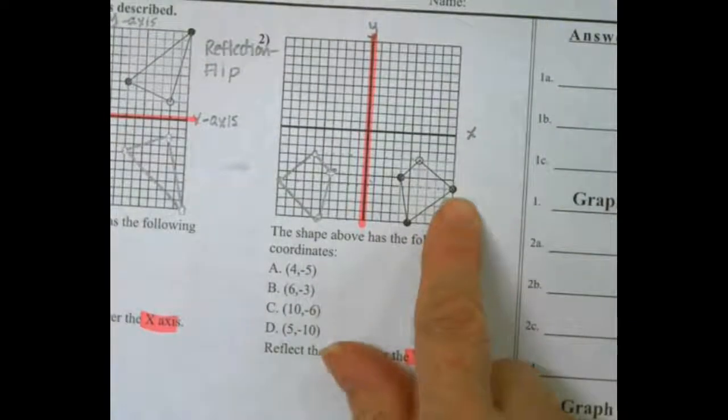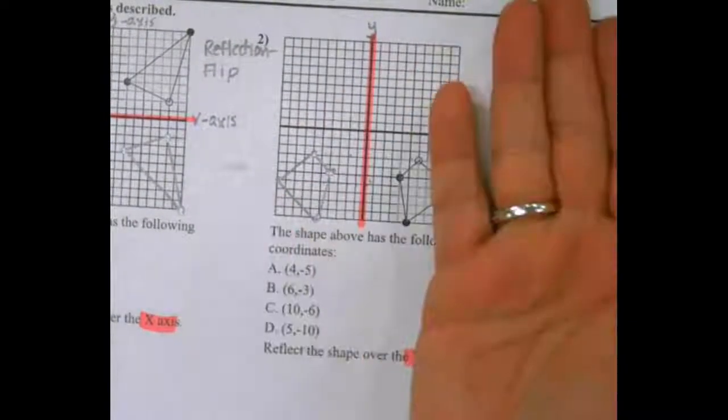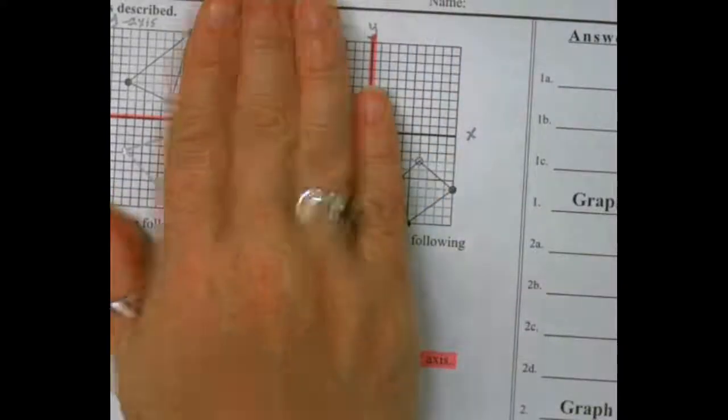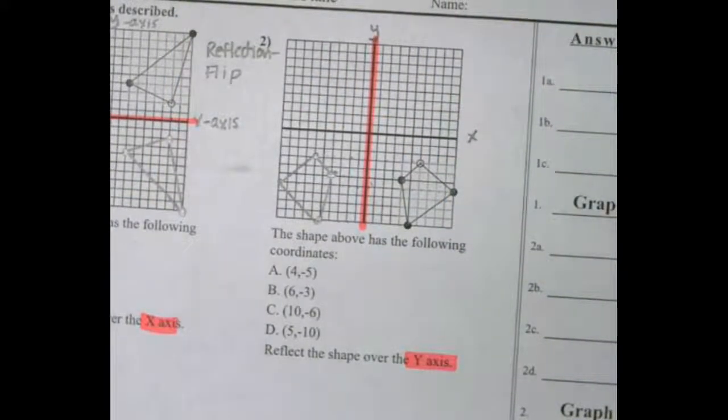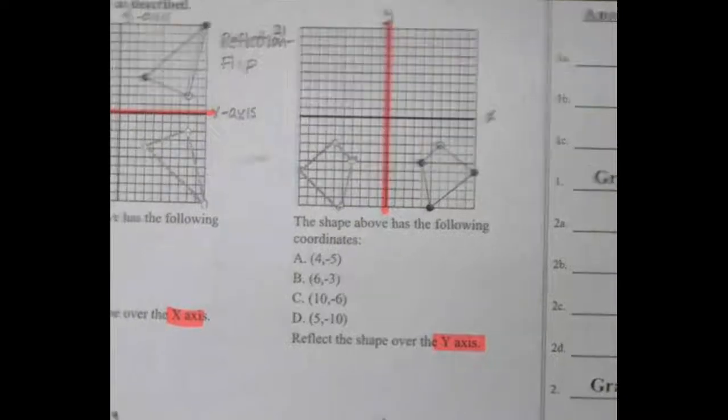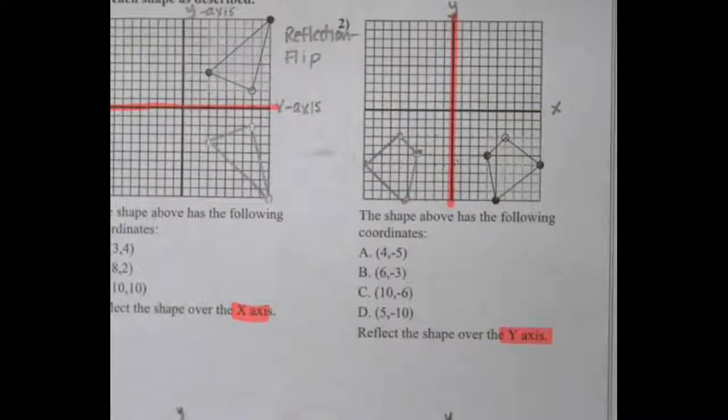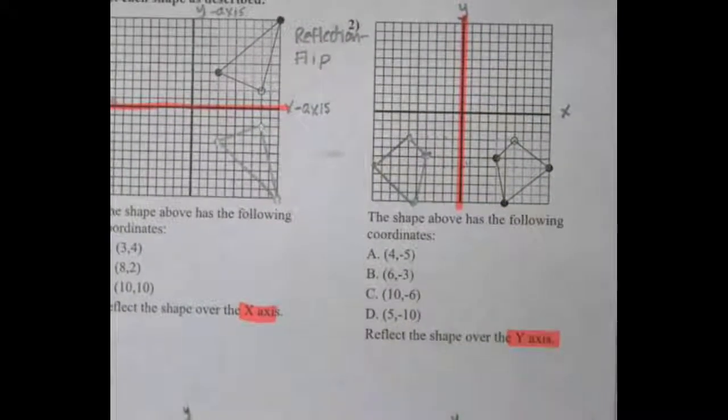And now we have the flip. You notice how this out point is all the way out here now? It went from there to there. We flipped it. That is a reflection over the axes. And today, all we're reflecting are going to be over the X and Y axes.